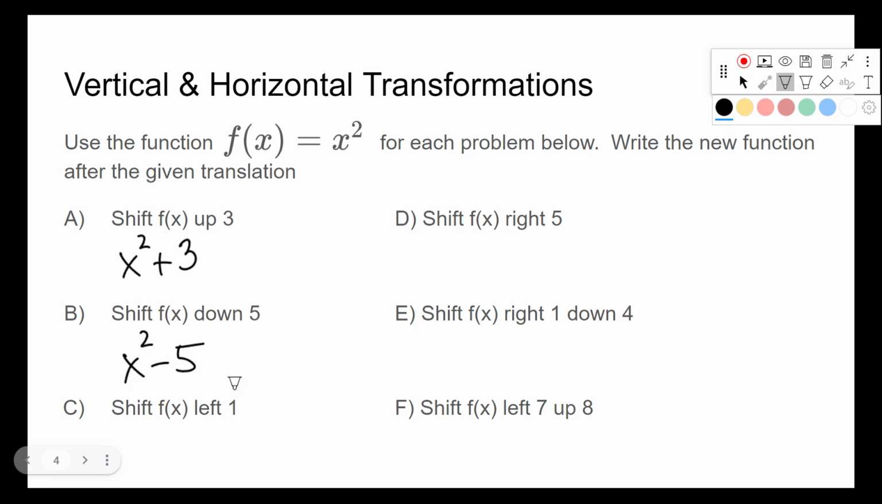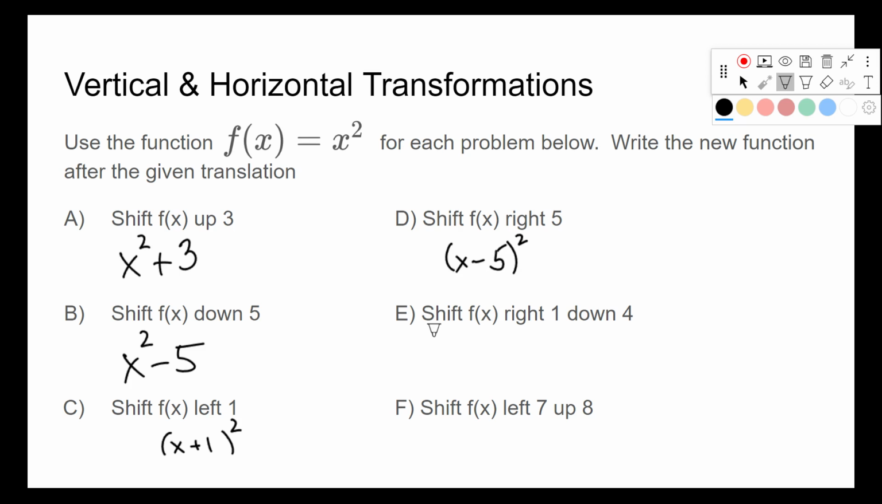If I want to take x squared and move it left 1, now the 1 has to go inside the parentheses with the x. But I want it to go left 1. So remember, everything inside is opposite. So x plus 1 squared, that's going to move my graph 1 to the left. If I want to move it 5 to the right, again, it has to go inside with x, inside the parentheses. Everything's kind of backward there. x minus 5 squared moves this graph 5 to the right.